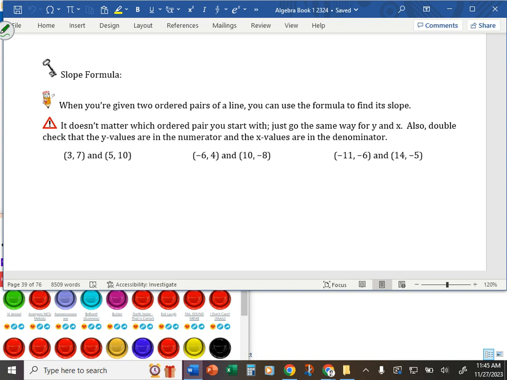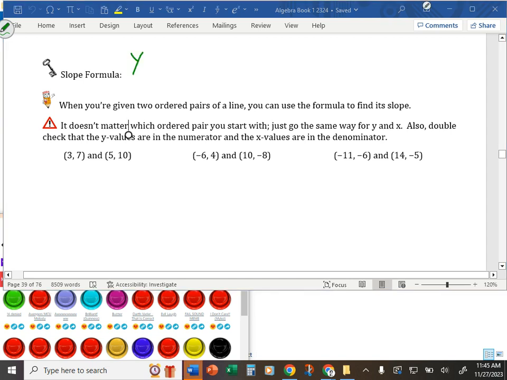y2 minus y1 over x2 minus x1. That deserves a brilliant book. Good job. y2 minus y1 over x2 minus x1.